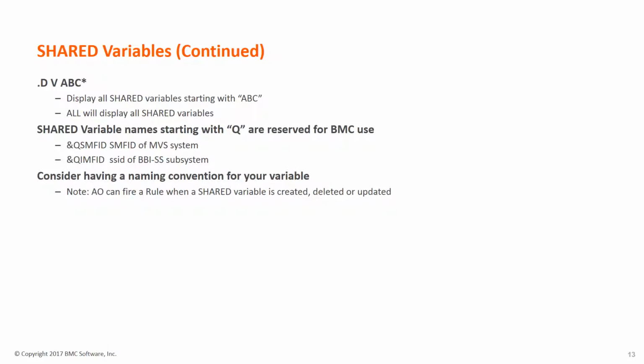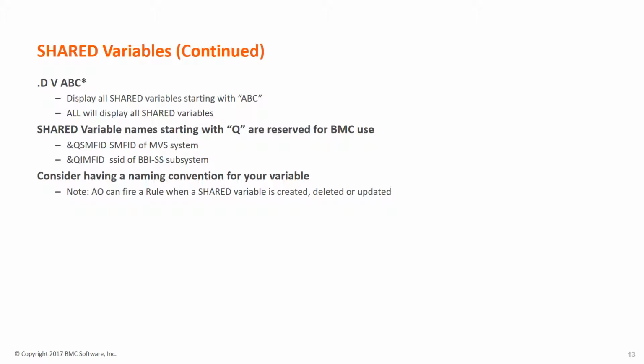You can display the contents of variables in the AO journal by using the .D V command. If you wish to limit the display to variables that only match a certain prefix, you can pass that as a parameter to the .D V command.